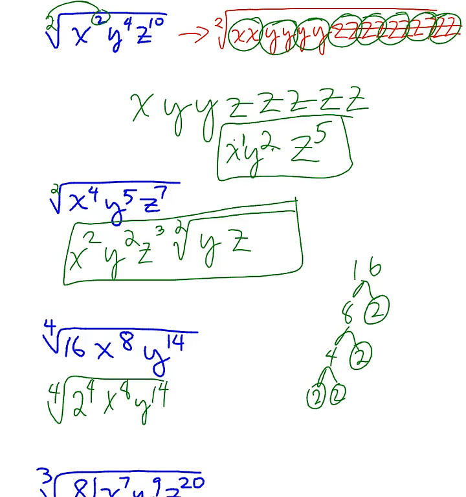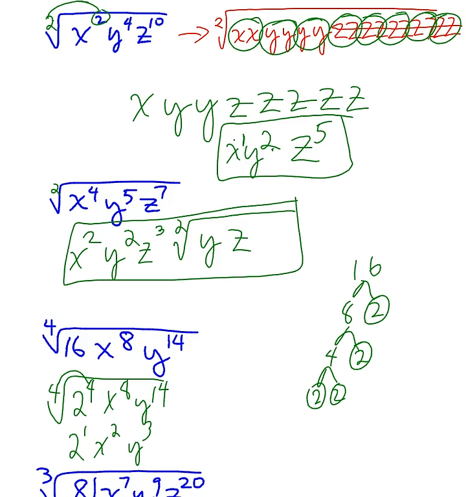Now, to simplify this, I divide this exponent by this index. 4 divided by 4 is 1. That's the same as 2 to the first. Because remember, I'm taking out groups of 4, aren't I? How many groups of 4 can I take out of 2 to the 4th? 1 group of 2, right? X to the 8th, I can take out 2 groups of x to the 4th. And out of y, I can take out 3 groups.